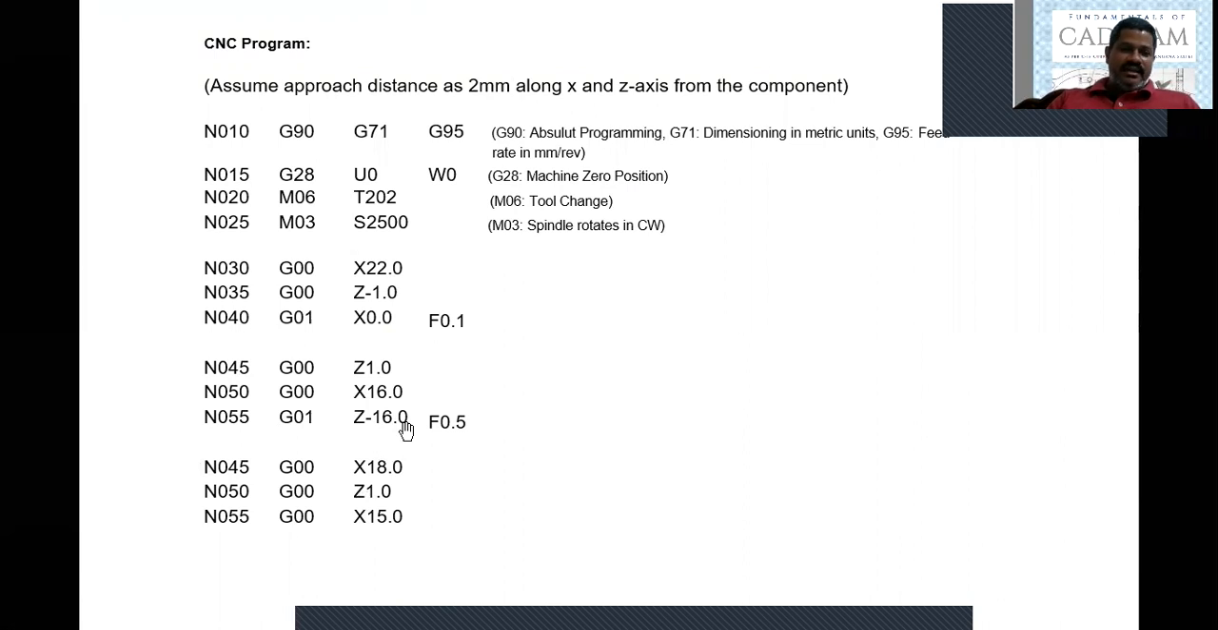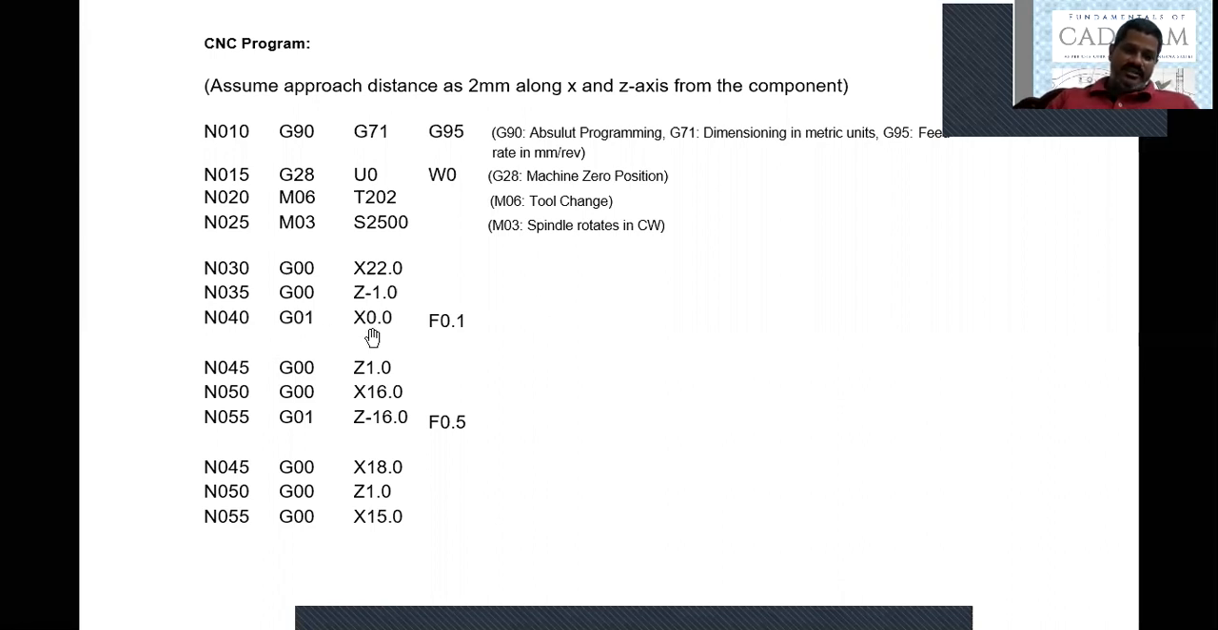then I am moving in the negative Z axis, that is towards the left side, with a feed rate of 0.5 millimeters per revolution. That is in linear mode. The tool movement is in linear mode. So while performing the cutting operation, the tool needs to move in the linear mode.